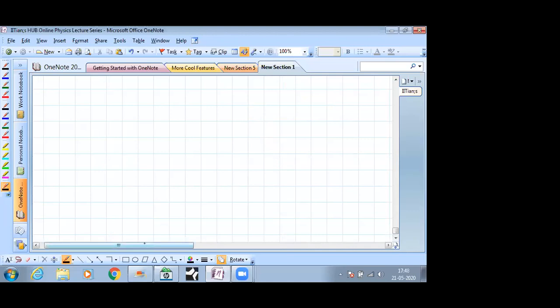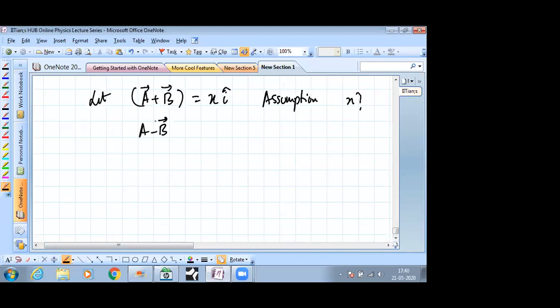Okay, so suppose, assume A plus B is some x i cap. Okay. I made an assumption, where x is an unknown quantity, and A minus B is y j cap. I could have written this as minus y j cap also. I could have written this as z k cap also.